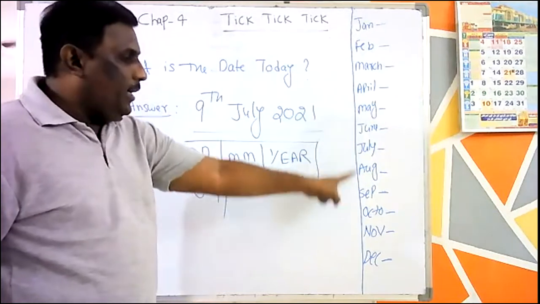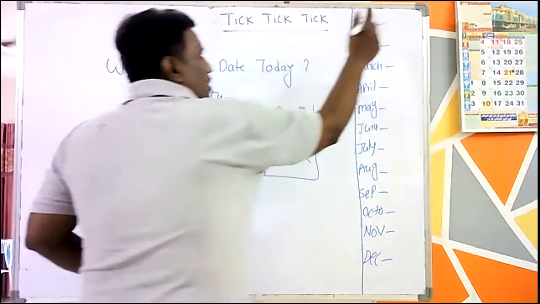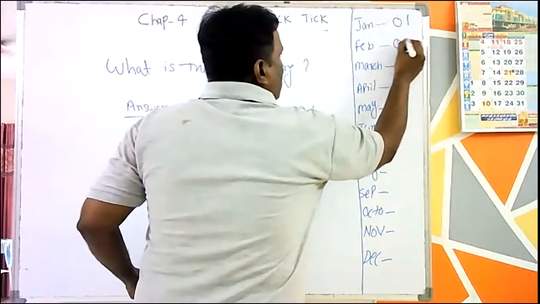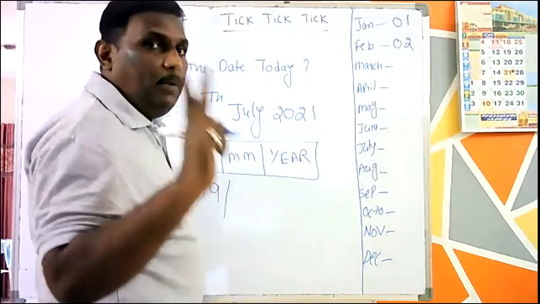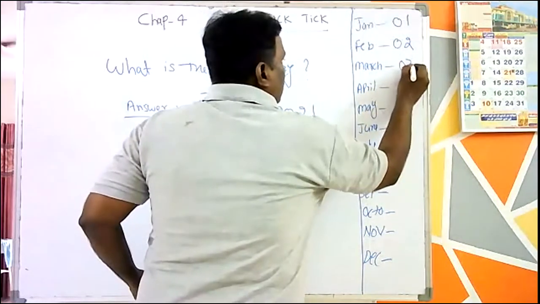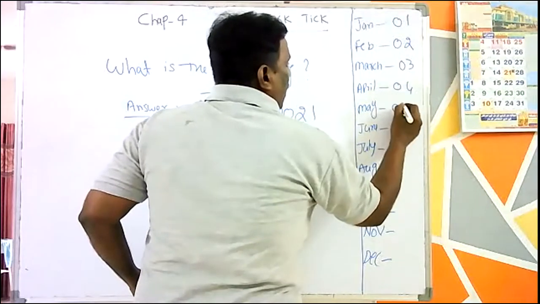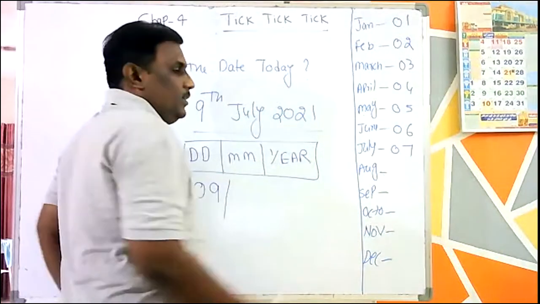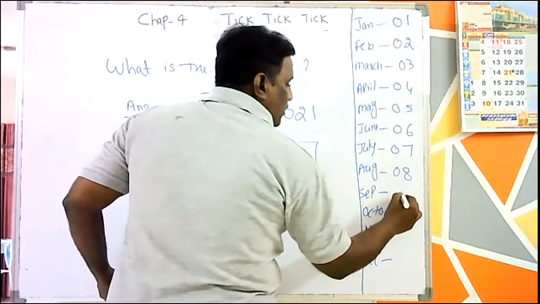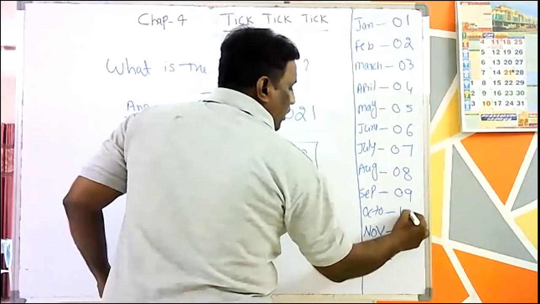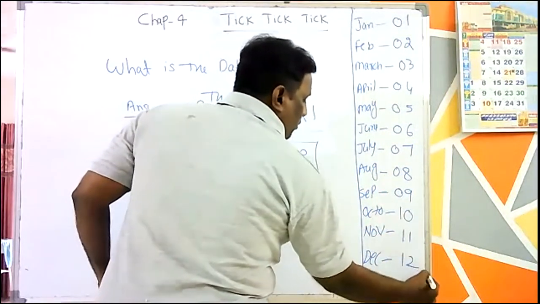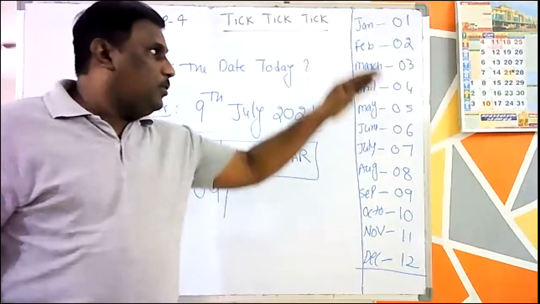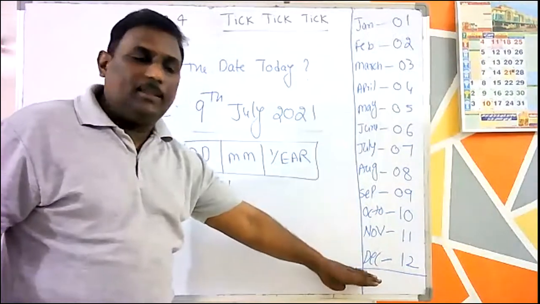See, I have written 12 months here. January means first month. February means second month. March, April, May, June, July, August, September, October, November, and December. You have to remember the order. 5th month, 6th month, 7th month, 12th month, like this.